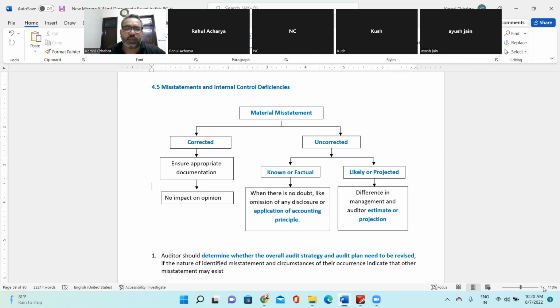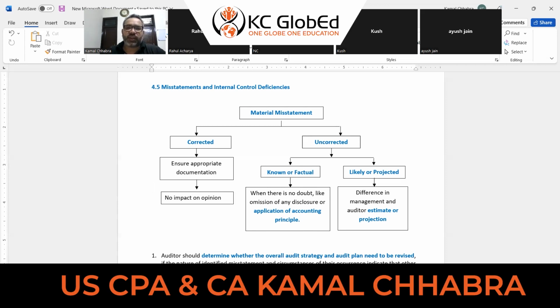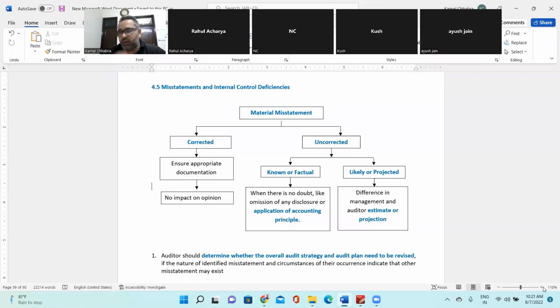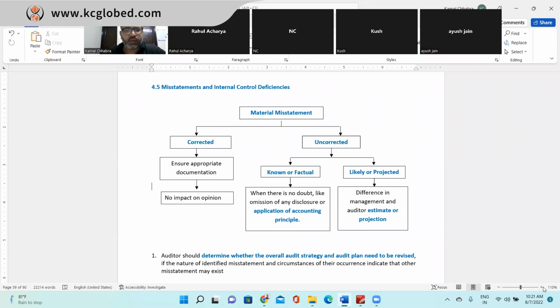If a misstatement has been corrected by the management, then what do we as auditors need to do? We need to ensure appropriate documentation: how we identified that misstatement, what discussion we had with management, what journal entries or accounting treatment management has taken, and the supporting documents. Then there's no additional impact on the opinion, nor on the financial statement disclosure. If you have identified a misstatement or gap and management agrees, corrects it and updates the financial statements, then you are not required to take any impact on your opinion. Makes sense? Yes, sir.